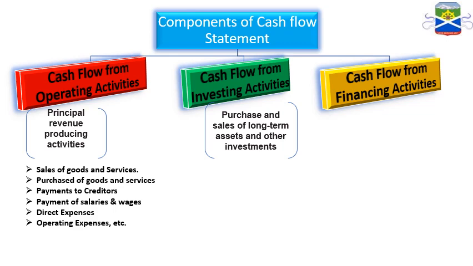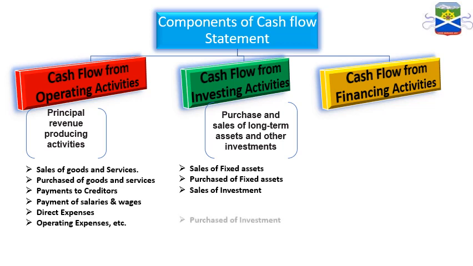Now cash flow from investing activities. Under investing activities, the different activities involved regard the purchase and sales of long-term assets and other investments. That includes the long-term and short-term investment. So we'll go for the first one, sales of investment, sales of fixed assets, that is your inflow, and then purchase of fixed assets is outflow of cash, purchase of investment, rent and interest received, dividend received, etc. These are coming under cash flow from investing activities.